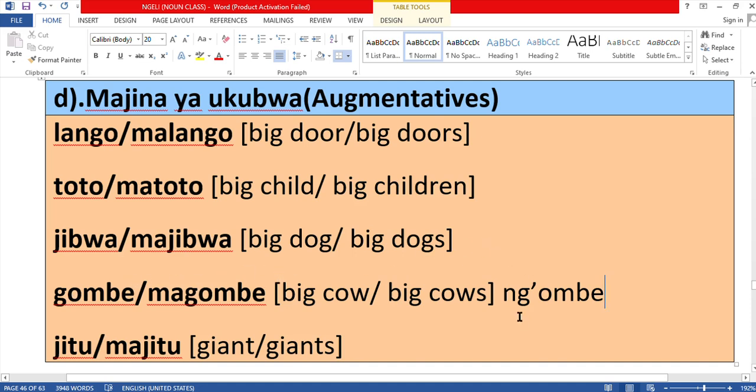But this one is for another class. This one is our class, not the possessive. I'm talking about the class, ngeli ya I-ZI, for ngombe. So you need to remember that the nouns in this augmentative form will just belong to this class. Even if they are animals or human beings, they use the rules of this class.